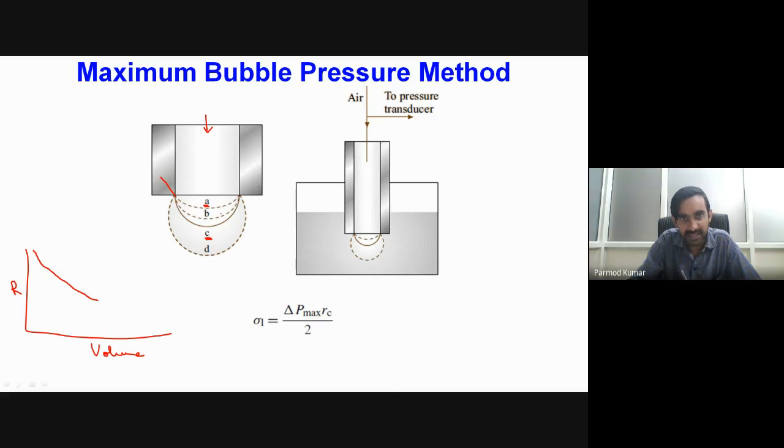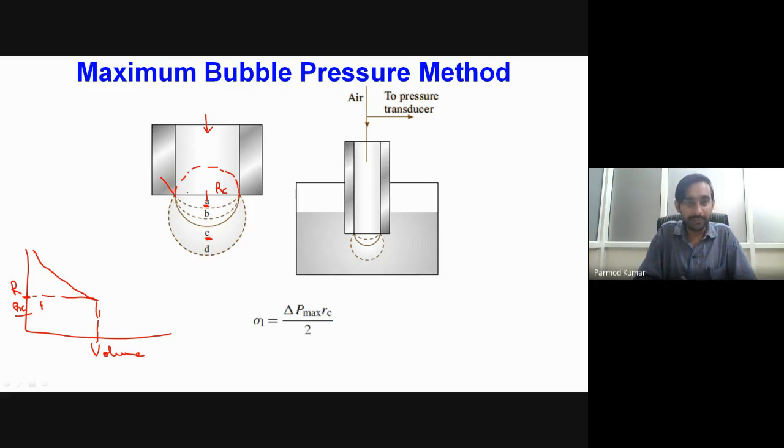At profile number C, the profile of the bubble is identical to that of a spherical profile. Corresponding to that, you will find the minimum radius of curvature, and that minimum radius of curvature is equal to the radius of the capillary. So the value of that minimum radius of curvature is equivalent to what I can call RC, the radius of the capillary.